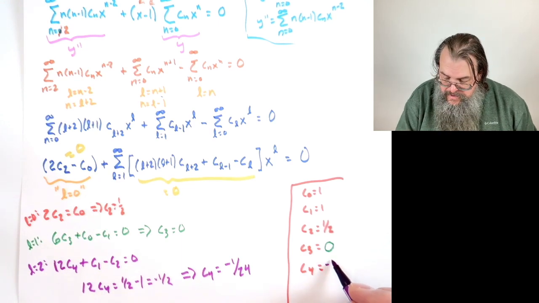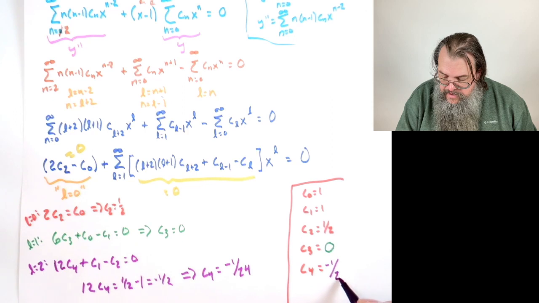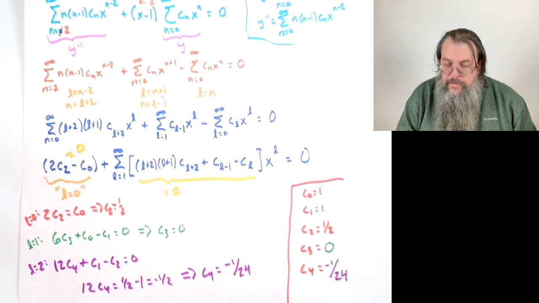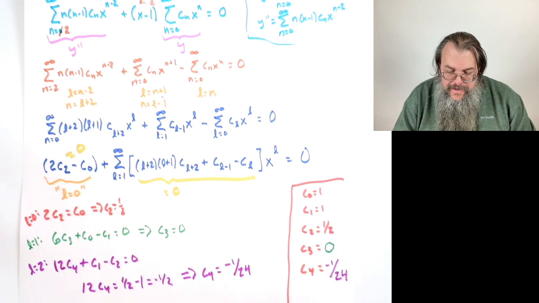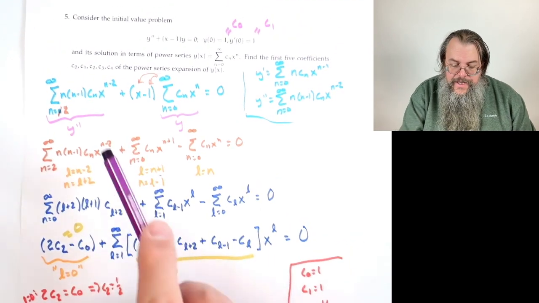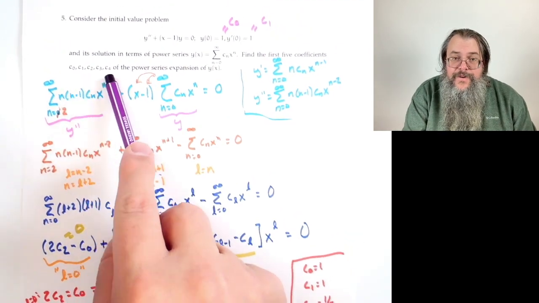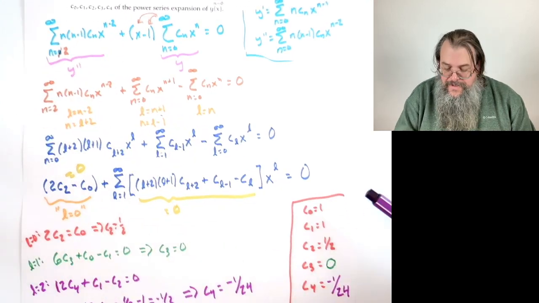And that's it, right? Because it said, find the first 5 coefficients, C0, C1, C2, C3, C4. And there they are.